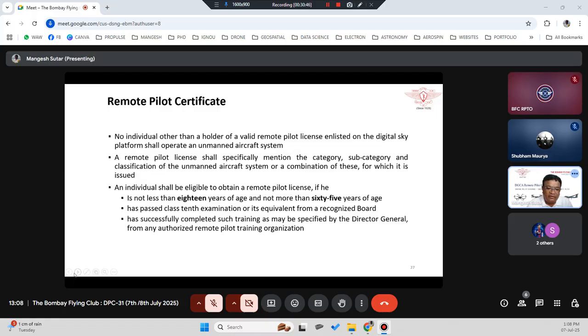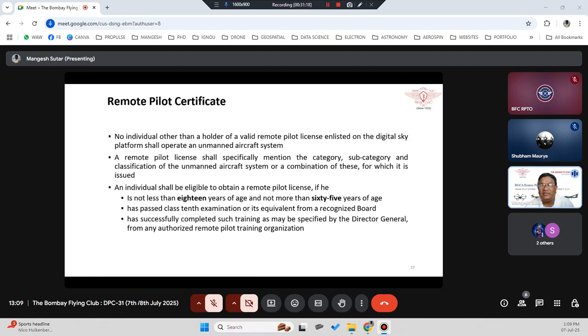Currently that migration is happening. Whatever the old data is, it has been migrated or is in process. It will take some time to move everything to the new platform. So on the Digital Sky platform it was listed. Your remote pilot license shall mention the category. So what will be your category? Can you think about it? We talked about category. What will be the category of your license?